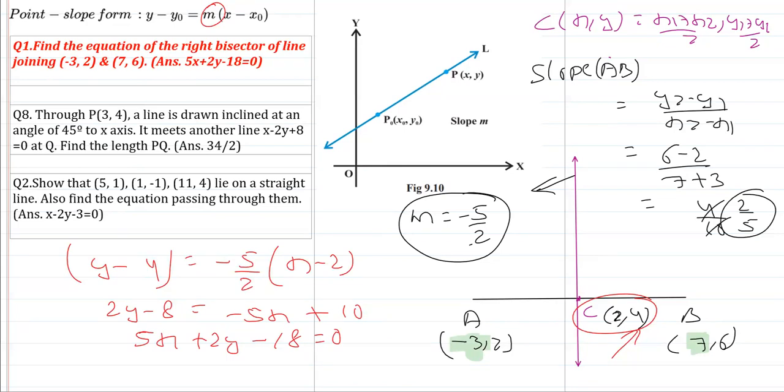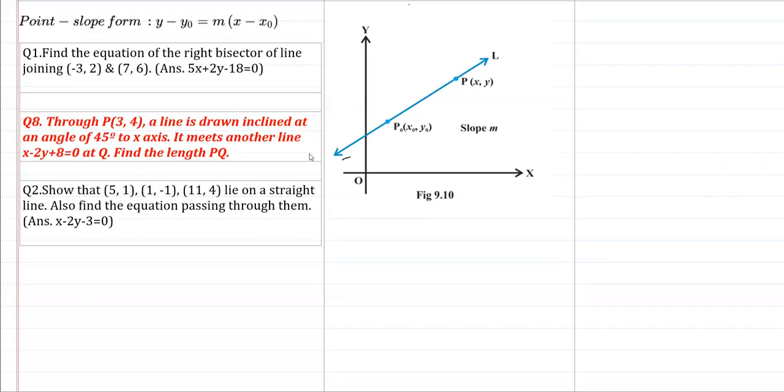Now, we'll continue to do more questions. Continuing with this, we are going to question number 8 here. It says, through (3, 4), a line is drawn inclined at an angle of 45 degrees with the x-axis.